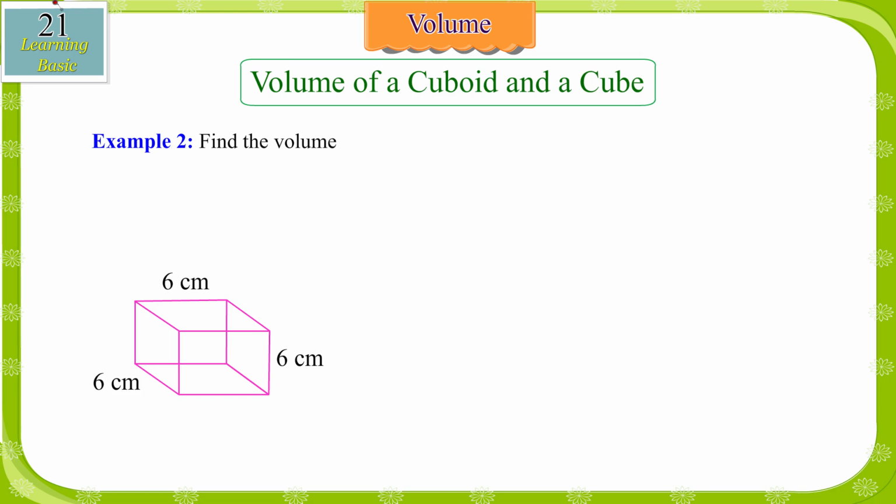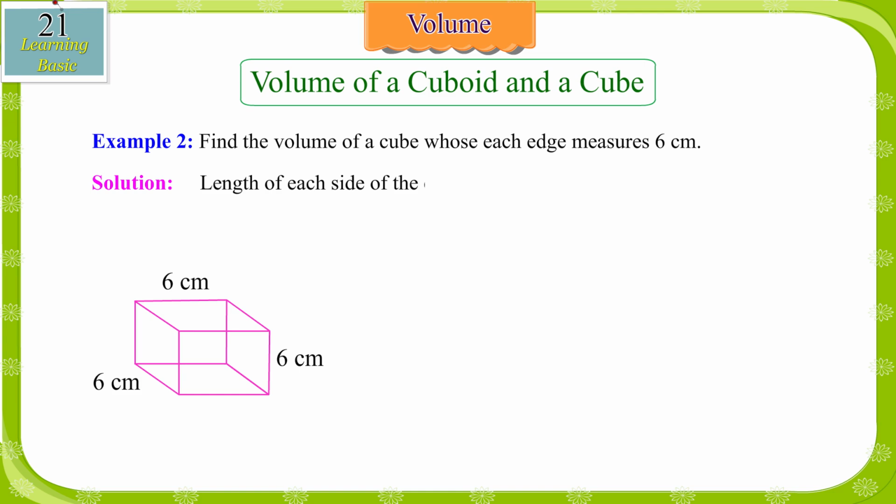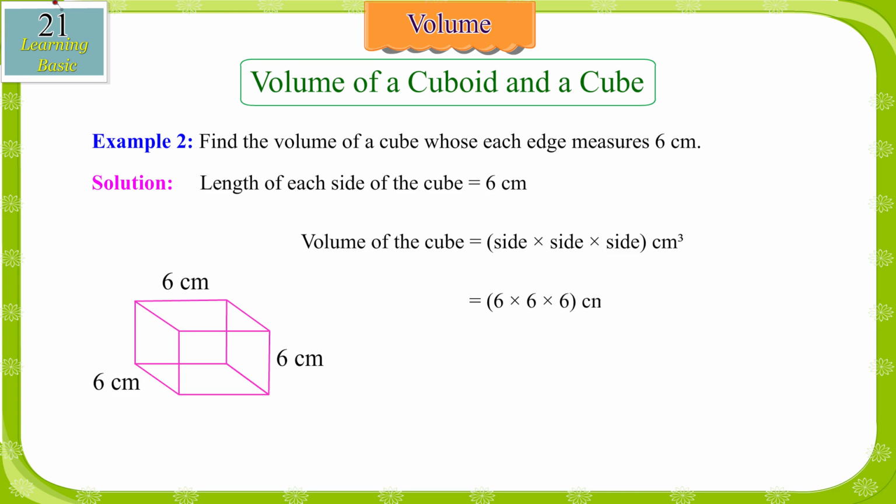Example 2. Find the volume of a cube whose each edge measures 6 centimeter. Solution. Length of each side of the cube is equal to 6 centimeter. Volume of the cube is equal to side into side into side centimeter cube is equal to 6 into 6 into 6 centimeter cube is equal to 216 centimeter cube. Hence, the volume of the cube is 216 centimeter cube.